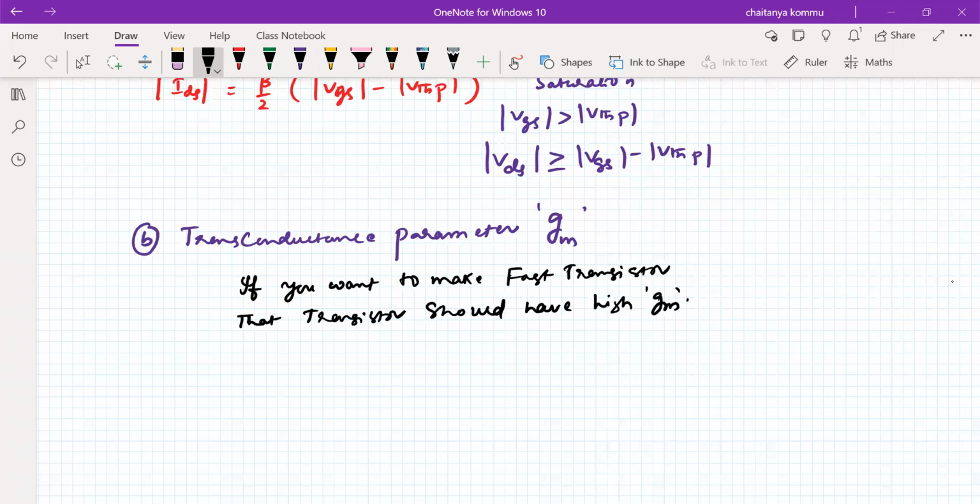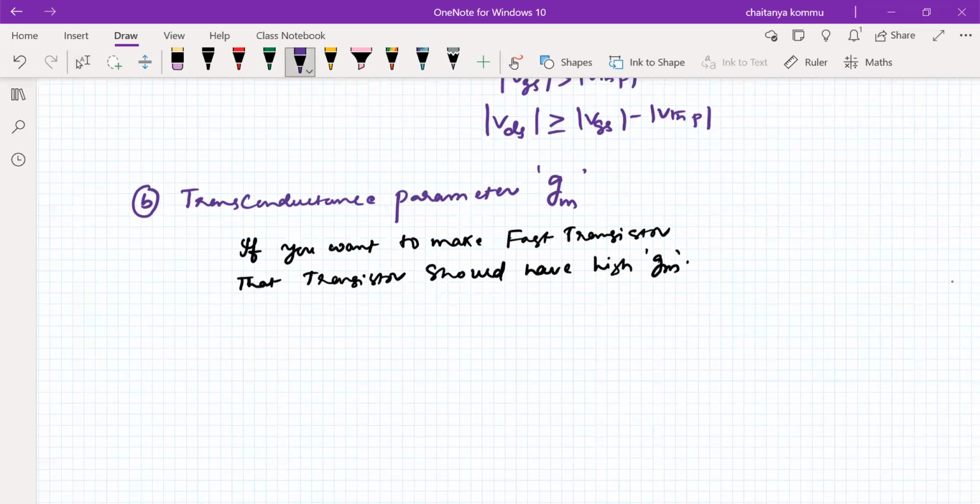So the gm value must be very high; only then can we say that the transistor is the fastest transistor. Okay, so what is the dependency of gm that we have seen? To increase gm, from the terminal point of view, it depends on VGS minus VTH, as we have mentioned.